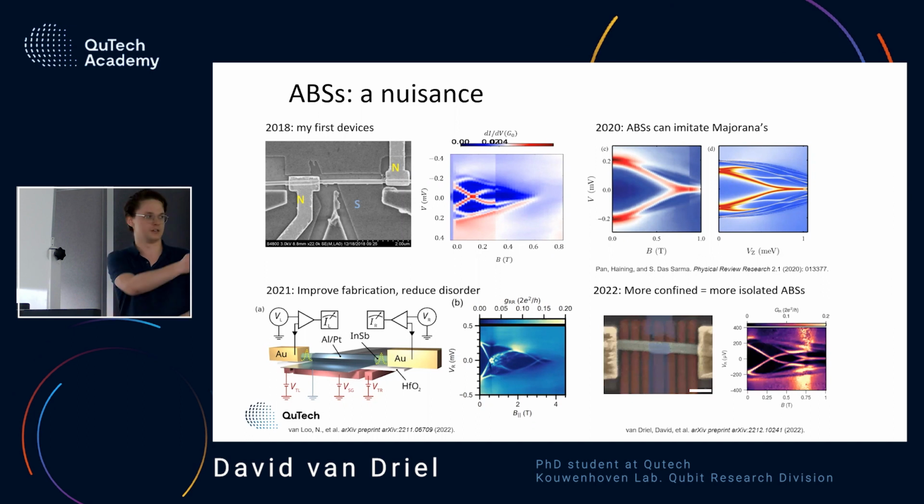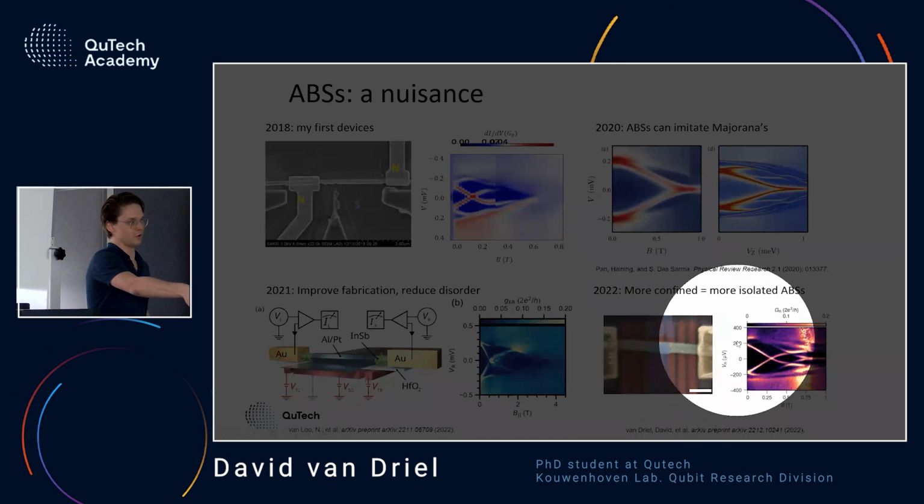And I would say that this is roughly where we are now. We're making smaller and smaller hybrid normal superconductor systems. And you can really count the ABSs, right? There are still multiple, but you can count them. So you always have the lower one process.